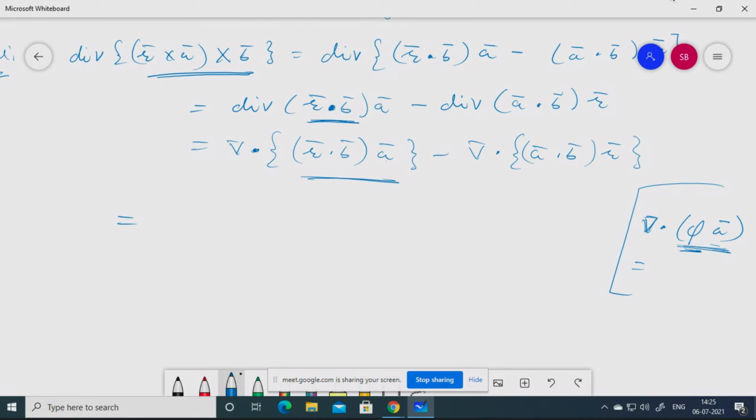Del dot some scalar function multiplied with the vector function. So what was the result for this one? This was del phi dot A bar plus phi into del dot A bar. Is this the result? Okay. So same, instead of phi, what do you have? R bar dot B bar you have.